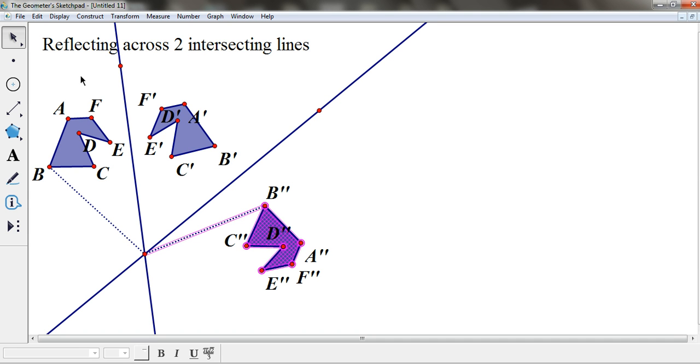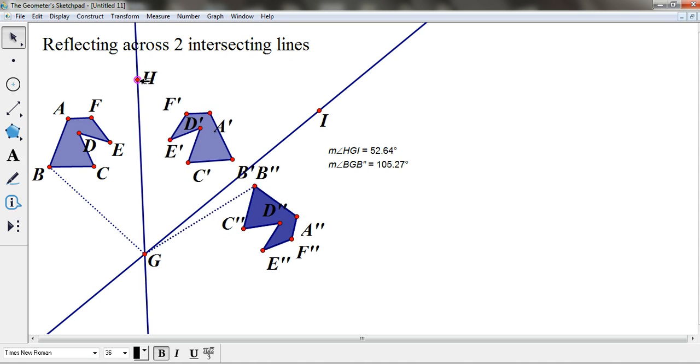The next part of our conjecture is how that angle, the angle between the dotted lines, relates to the angle between the two lines that I reflected across. So let's look at that angle. I'm going to measure that angle between the two lines. This is this angle right here. HGI is 57 degrees. Now I'm going to measure B G B double prime, and it is twice as big, 115.15.